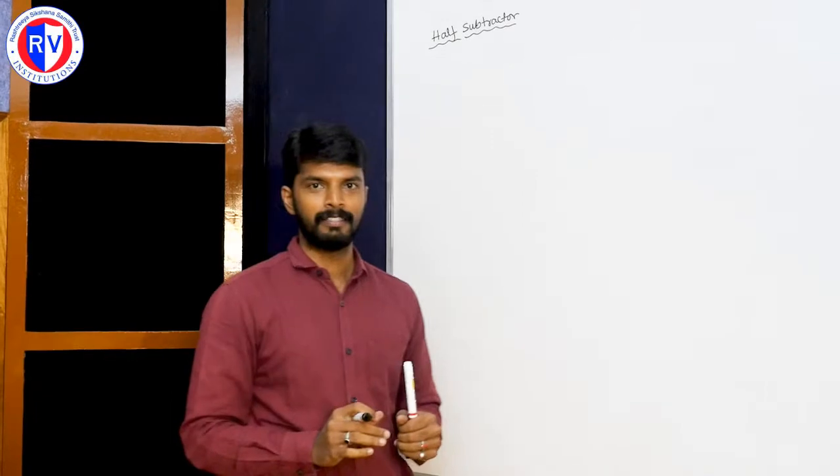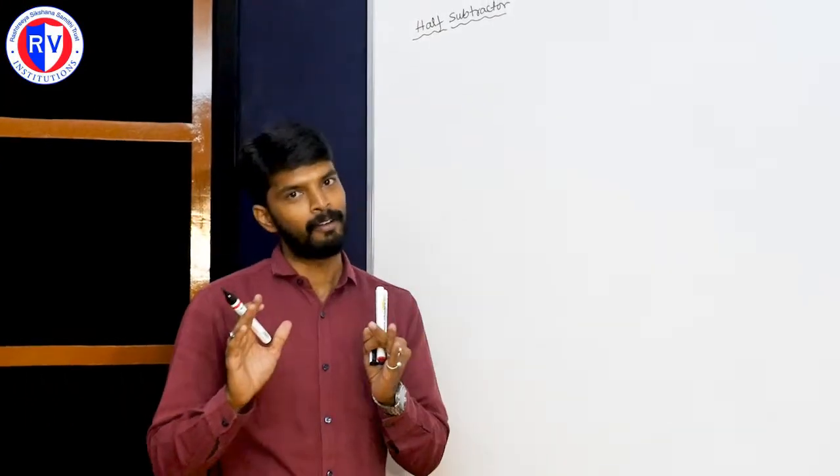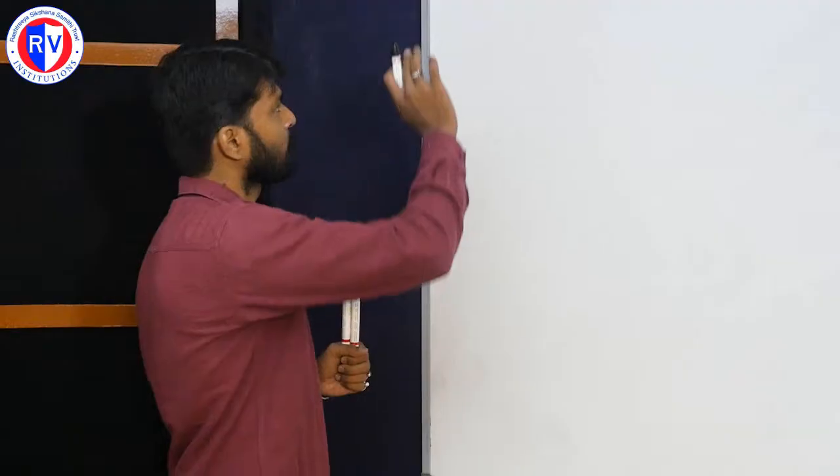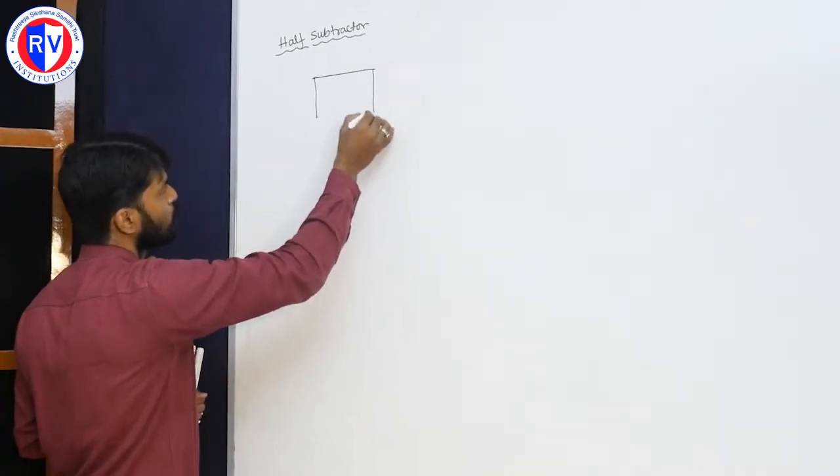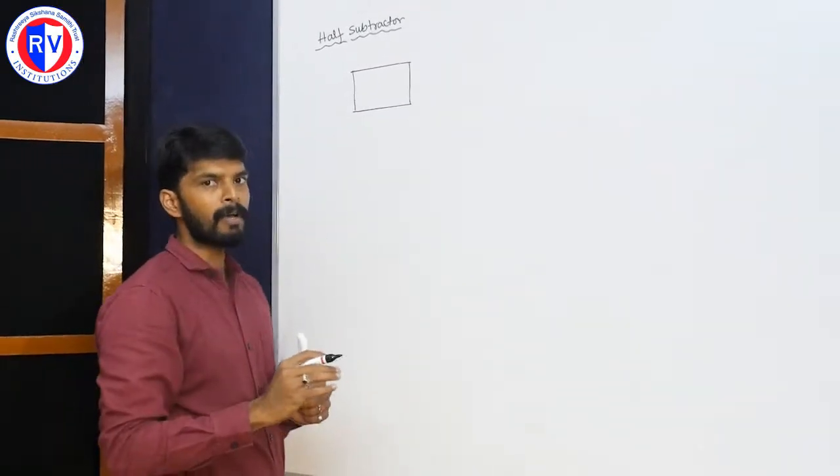In the last class we discussed the half adder and 1-bit full adder using basic gates as well as universal gates. So today we will discuss how to construct a half subtractor as well as a 1-bit full subtractor. First we will see how to design the half subtractor. For that I will write a block diagram. Through the block diagram, this is the problem I am going to be defining.